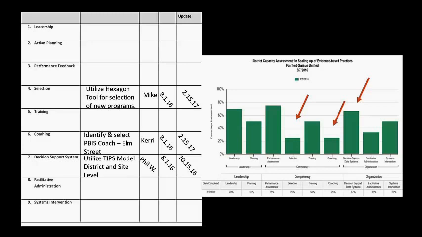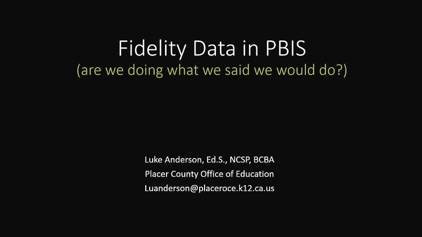Whenever we're planning by using the district capacity assessment, I always ask that schools pick a couple things that you know you can accomplish very quickly and easily, and then some items that might take a little longer. And in this case, selection and coaching might take a little bit longer to build that capacity up to 80%, but for decision making, I think we can achieve 80% fairly quickly. And I will turn it over now to Luke Anderson, who's going to talk about fidelity data.